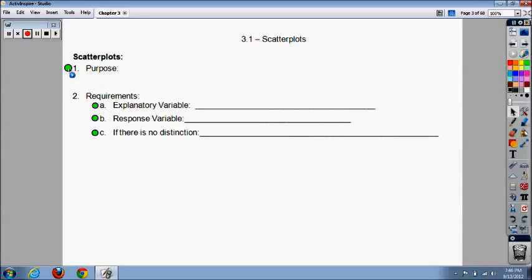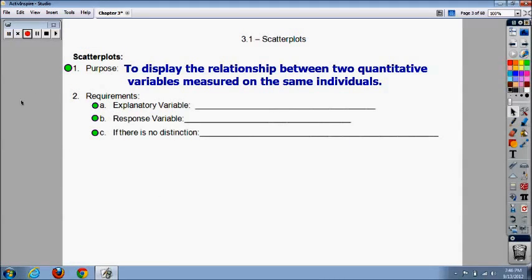Now, the purpose of a scatterplot is to display the relationship between two quantitative variables. Remember, quantitative means that these variables must have numerical values that would make sense to do mathematical operations on, like finding the average of. Okay, so there can be no categorical variables. Not even one of them can be categorical.